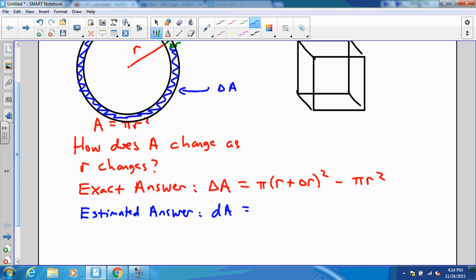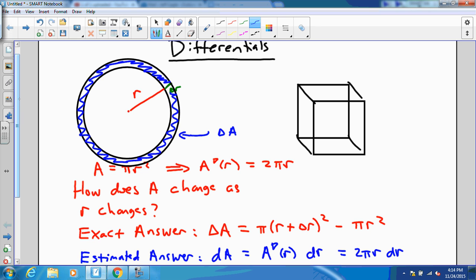And the estimated answer is going to be dA, the differential in the area, which, as you remember from class, is equal to the rate at which the area changes times the change in the radius dr. And since the area is equal to pi r squared, it's easy enough to compute the derivative, which is 2 pi r. And so I have an easy formula for the way in which my area changes as the radius changes. The change in the area will simply be 2 pi r times dr.